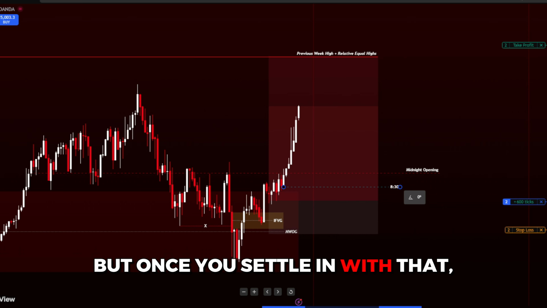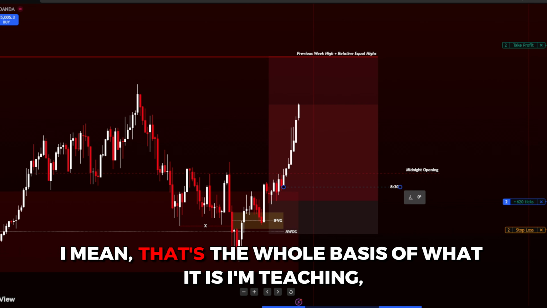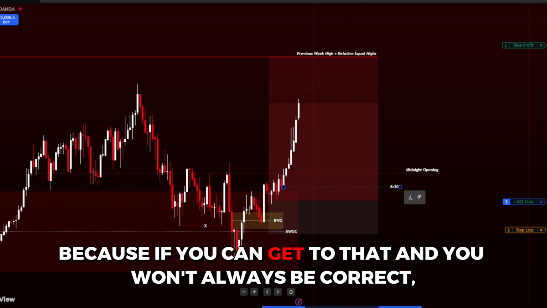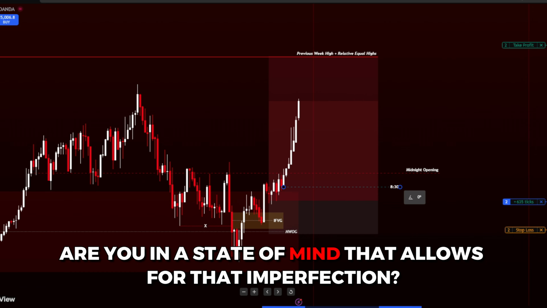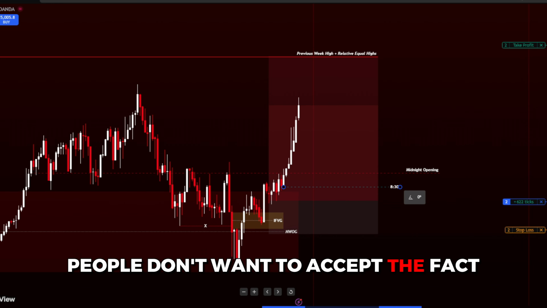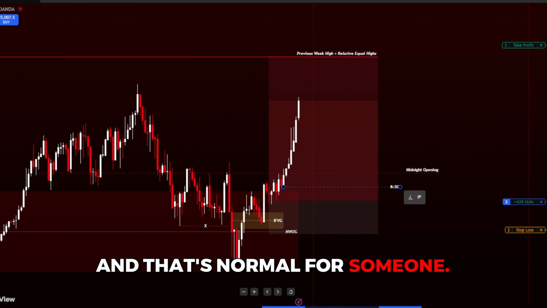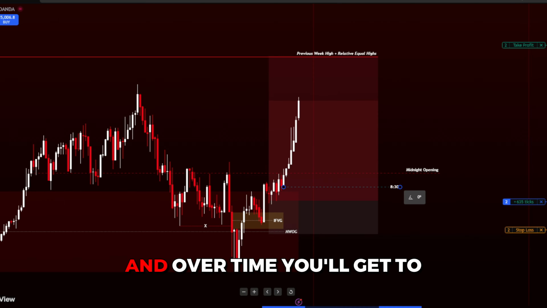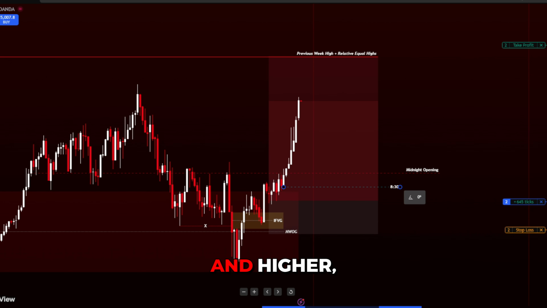But once you settle in with that, then you have to determine, okay, where's the likely draw on liquidity? I mean, that's the whole basis of what it is I'm teaching, because if you can get to that, and you won't always be correct. Are you in a state of mind that allows for that imperfection? Because many times in the beginning, people don't want to accept the fact that they may be less than 50% accurate. And that's normal for someone that's learning a new skill. And over time, you'll get to that 50-50. And eventually, over years, you'll get to 70 and higher.